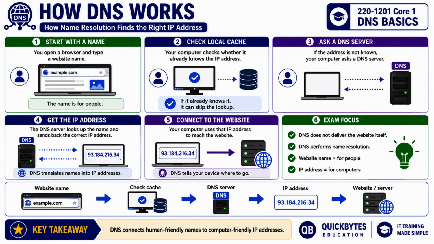Let's walk through a simple example. You open a browser and type a website name. Your computer checks if it already knows the IP address. If it does not, it asks a DNS server. The DNS server looks up the name and sends back the correct IP address. Then your computer uses that IP address to reach the website.